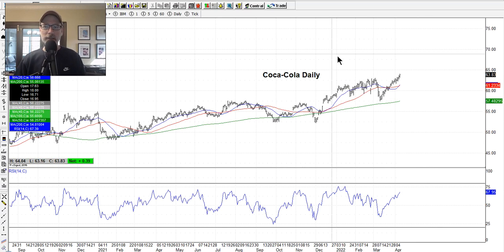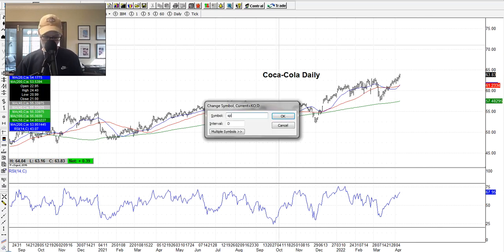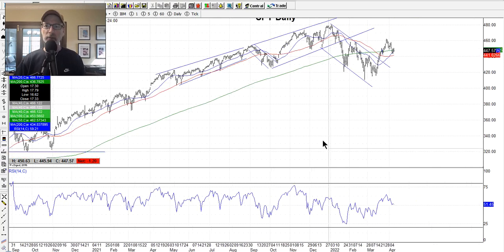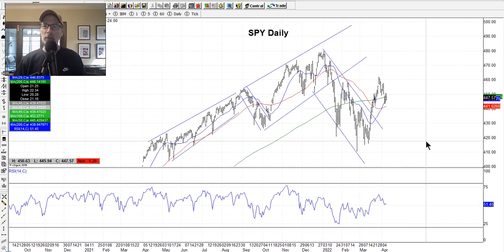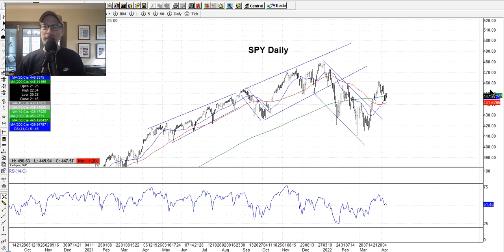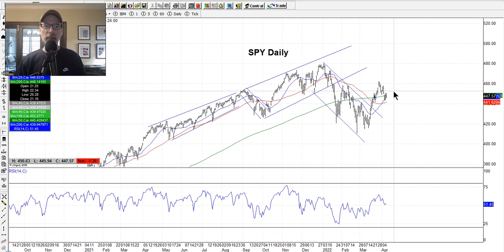All right, I think that's it. Let's just look back at the SPY real quick, S&P 500. Where are we? Converging on the 200-day and 20-day right here. I'd like to see it hold. Let's get some good news for next week and start to move higher again. All right, that's all for me today.